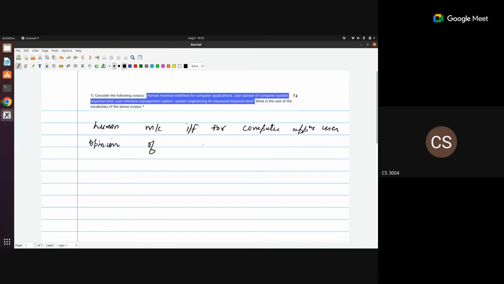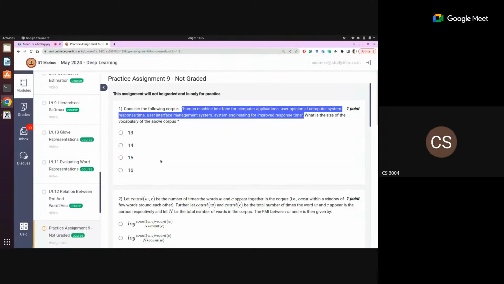Okay, computer is there. System, I'll add. Response is new, and then time is new, then user is already there, then interface is already there, management is new, system is there, system is there, engineering is new, for is there, improved is new, response is there, time is there. So I guess it's done, right? 1 2 3 4 5 6 7 8 9 10 11 12 13 14 15. So 15 unique words are there. So this should be the correct answer.